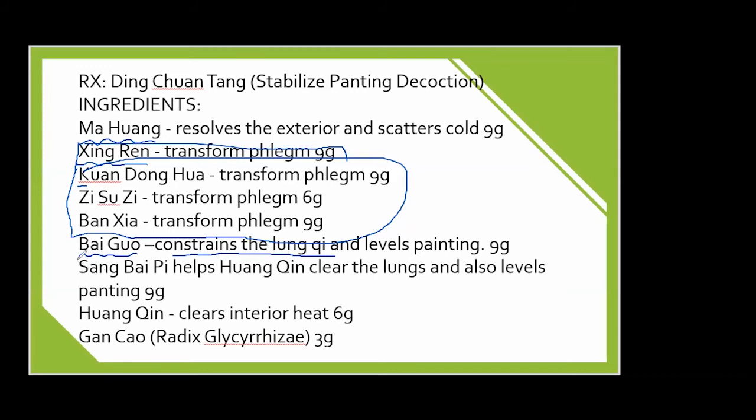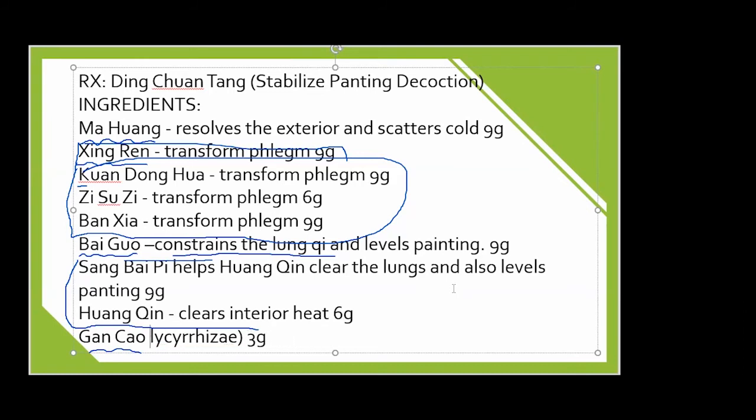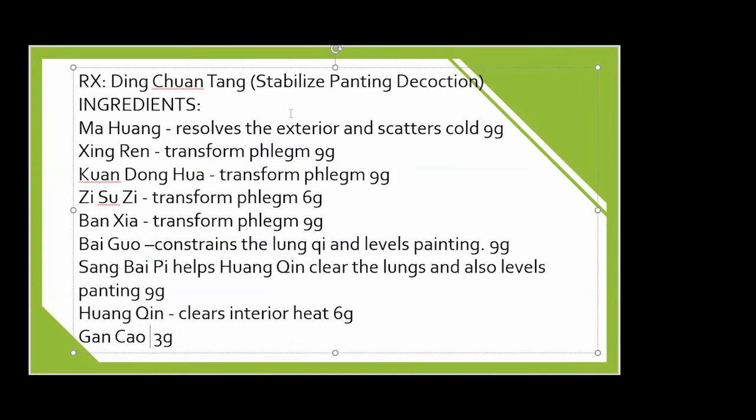So Sang Bai Pi with Huang Qin together clear heat from the lung. Gan Cao harmonizes the whole formula. Gan Cao also has functions like tonifying qi and stopping cough, but generally speaking, here it harmonizes the whole formula. So that's Ding Chuan Tang, treating the condition of external cold, internal heat causing asthma attacks.